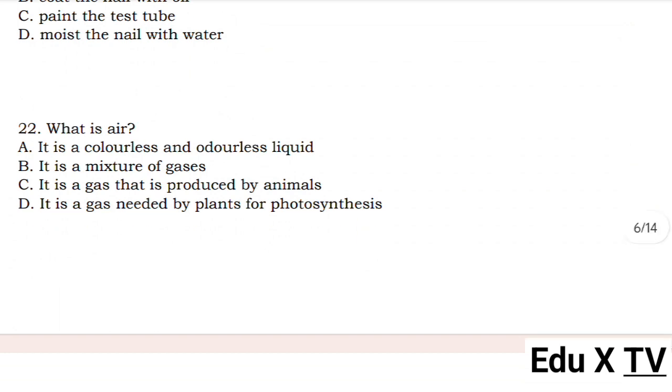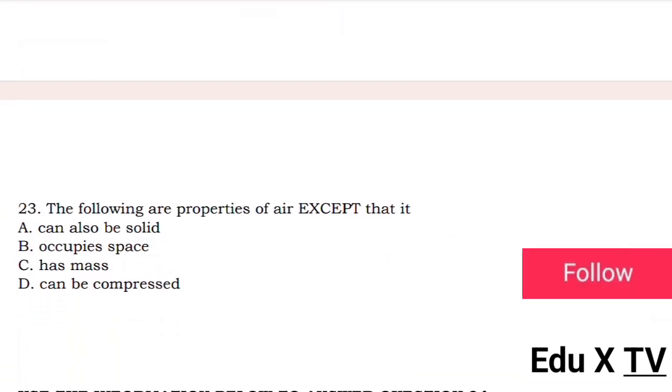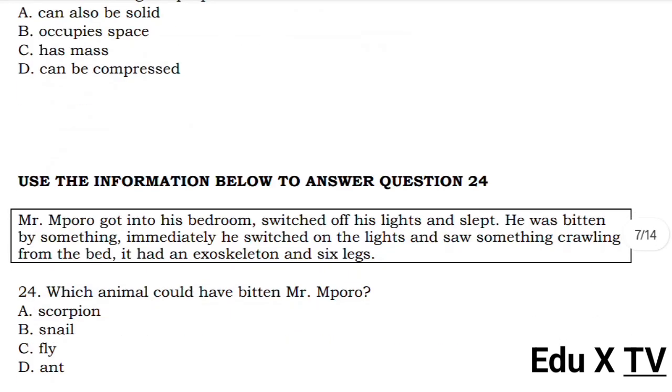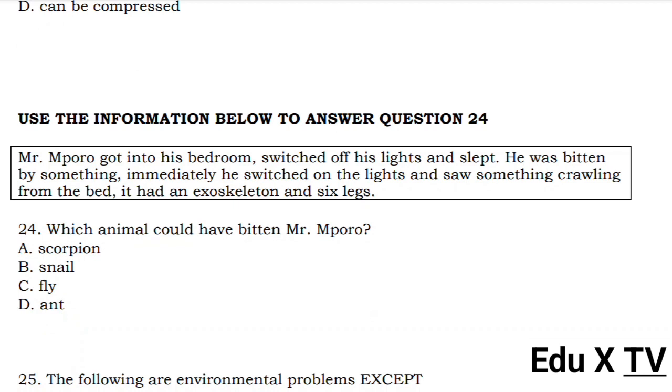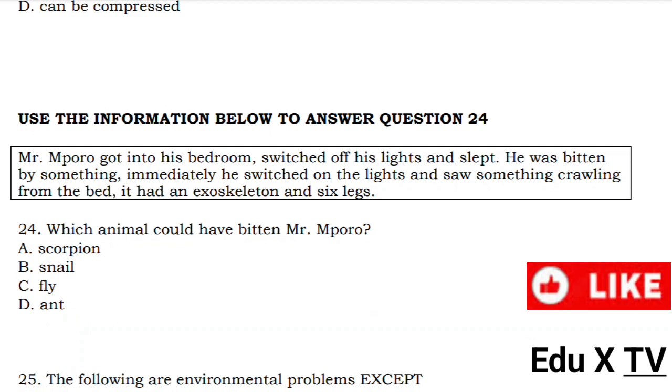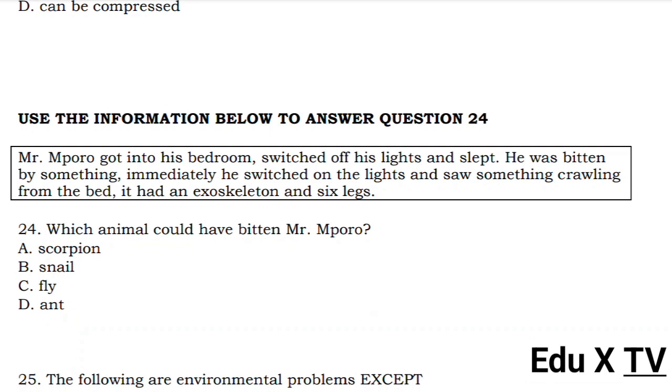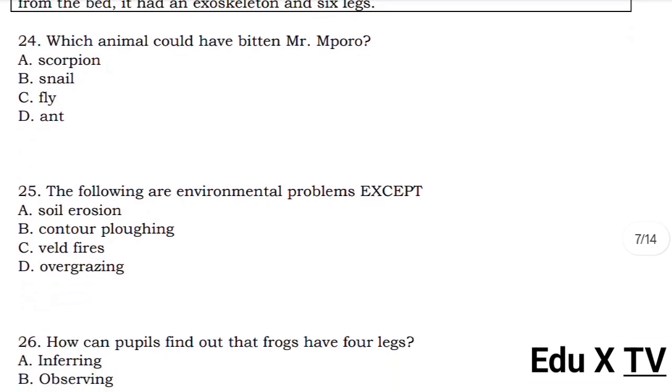Answer B. Number 23, the following are properties of A except it is answer A. Use the information below to answer question 24. Mr. Mporo got into his bedroom, switched off his lights and slept. He was bitten by something. Immediately he switched on the lights and saw something crawling from the bed. It had an exoskeleton and 6 legs. Number 24, which animal could have bitten Mr. Mporo? Answer A.